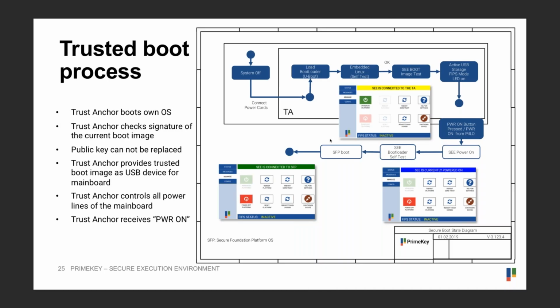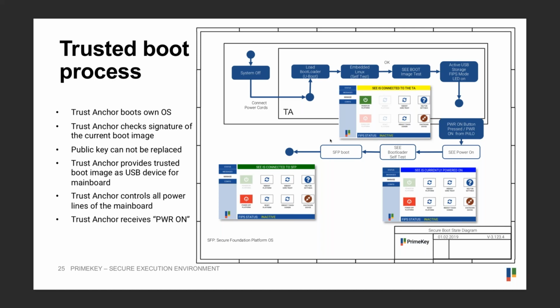What happens when we are booting up the SEE itself? So, starting on top of the diagram on the left-hand side. Once the system is off, we connect the power cord, and then the trust anchor will get its initial power. The main board is powered off. So the first step is that the trust anchor itself starts loading its own bootloader. Here we are using U-boot, and starting and testing its embedded Linux environment.